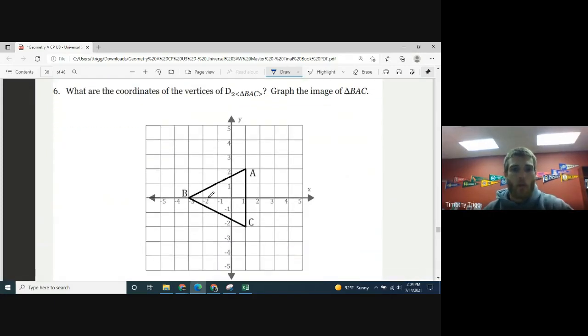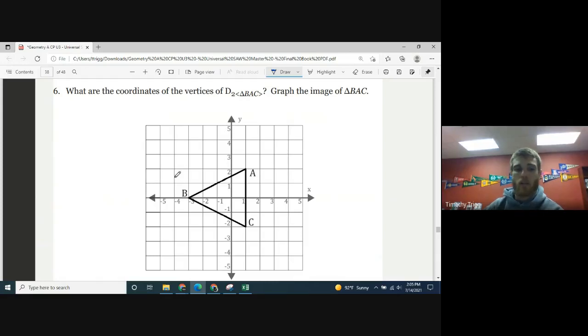Number 6, what are the coordinates of the vertices of D2 triangle BAC? Graph the image of triangle BAC. So when it has that D, that means dilation. And this 2 down here means it's dilating by a scale factor of 2. So the scale factor is 2 in this case. Whatever number's here, that's the scale factor.